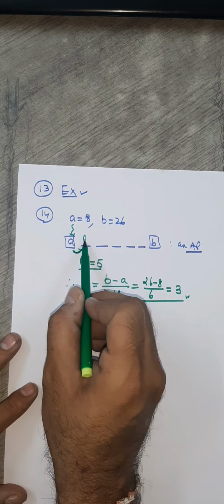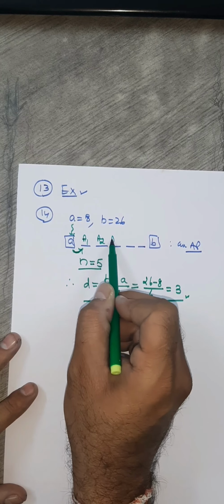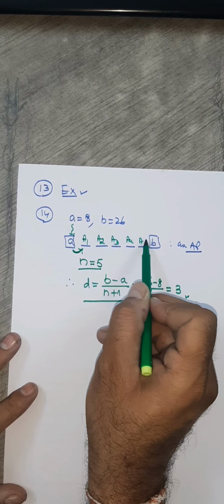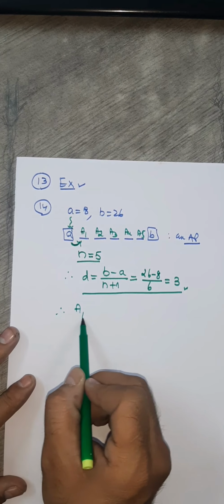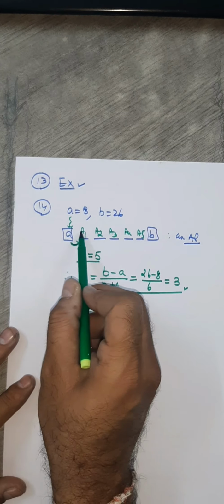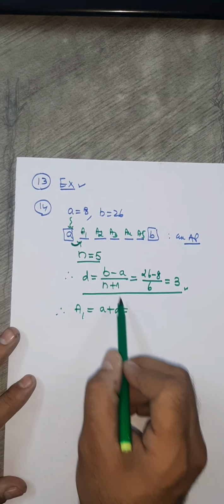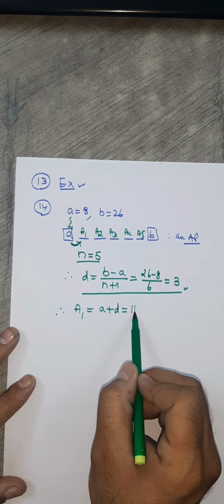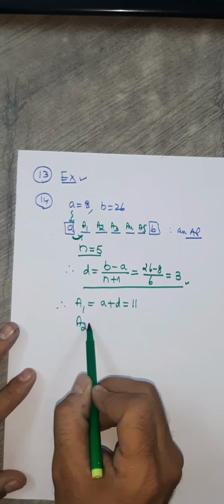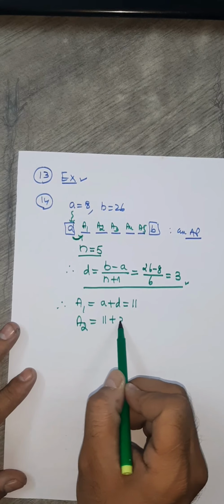So now this one, if you remember, A1, A2, A3, A4 and A5. So therefore A1 is what? First term plus common difference. So 8 plus 3, which is 11. What is A2? You know here 11 plus 3, which is 14.